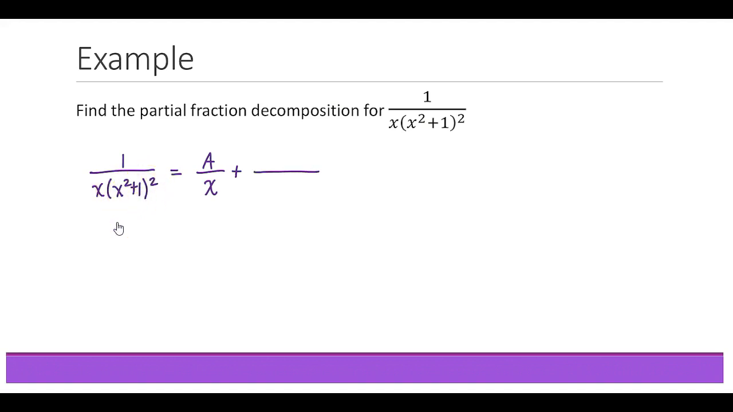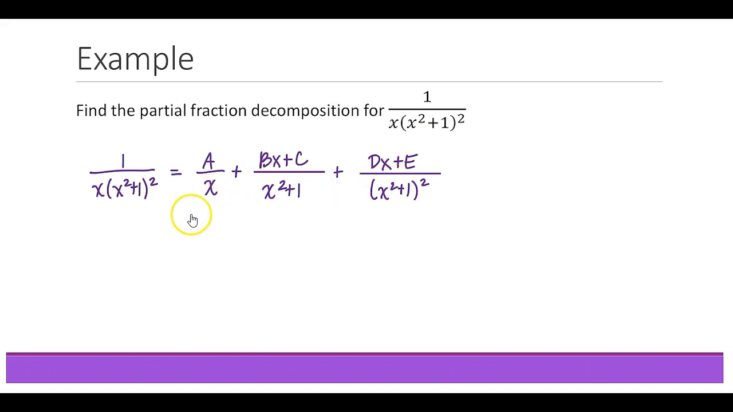So above an irreducible quadratic has to go a generic linear term. So we'll put bx plus c over the x squared plus 1 irreducible quadratic. But it's a repeated irreducible quadratic, so I'm going to need an x squared plus 1, all that quantity squared in the denominator, and another generic linear term above it, which I'll call dx plus e.